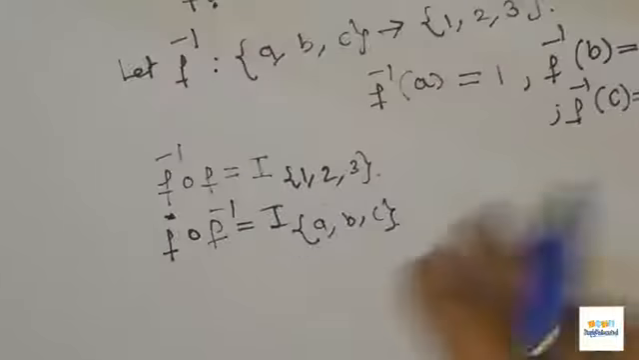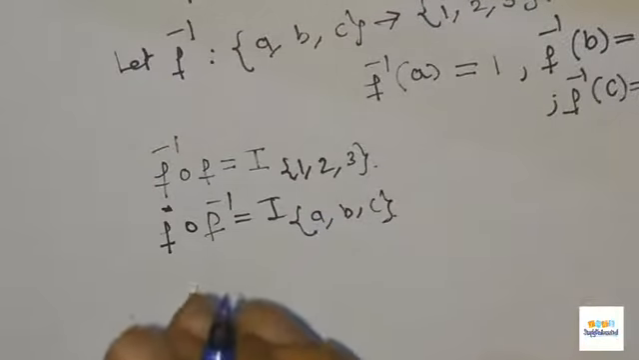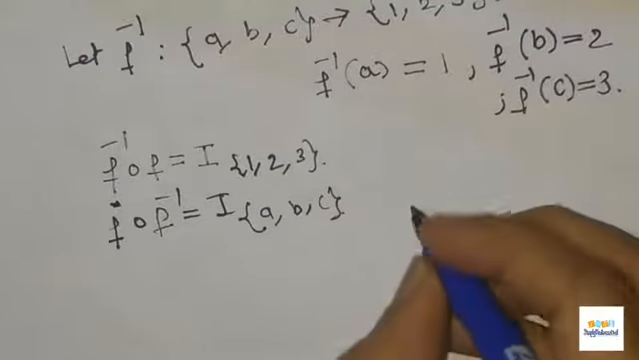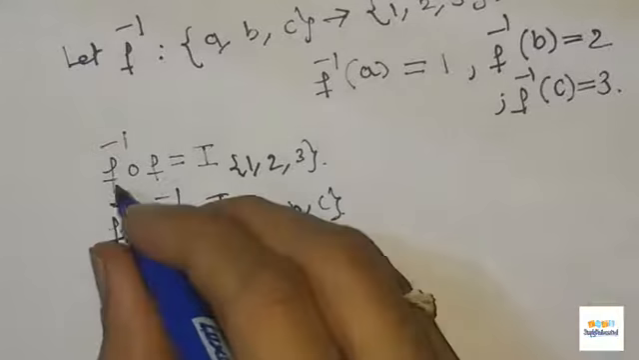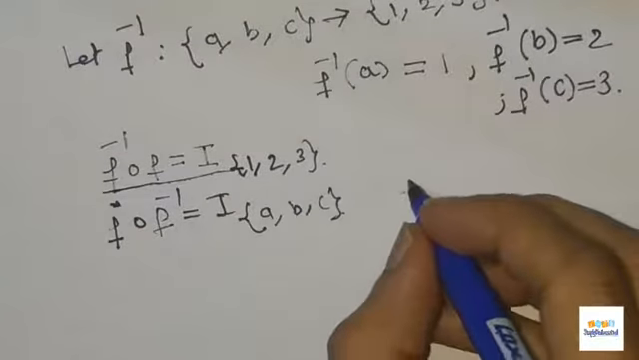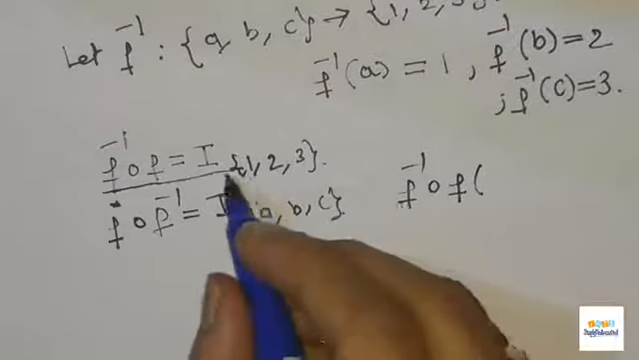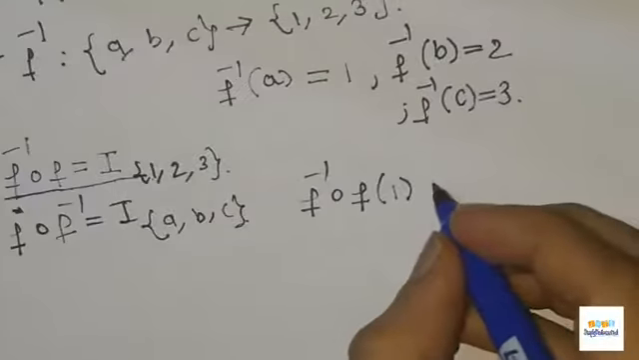So let us try to get this. Because we have to show that this is the F inverse. Okay, we have to show that this is the F inverse. So let us check this first. Okay, so what we have to check? We have to check F inverse composition F of first the element 1 in the domain of F. Okay, let us check this.